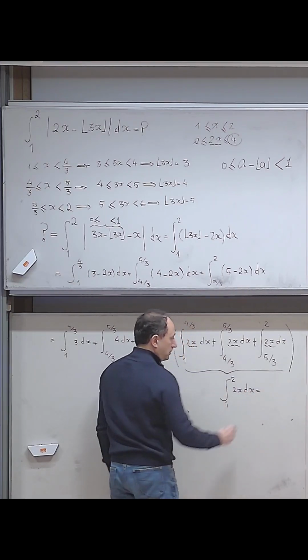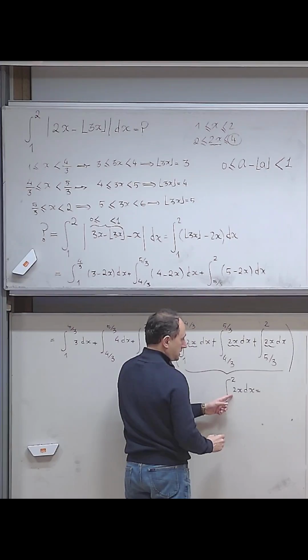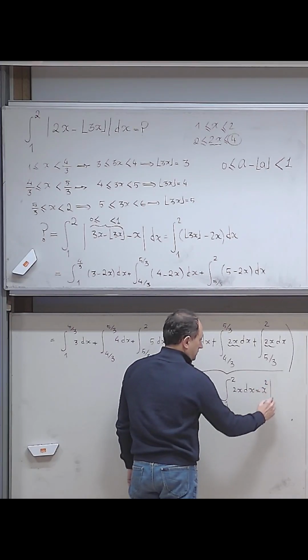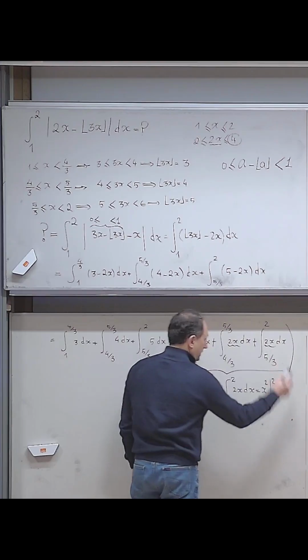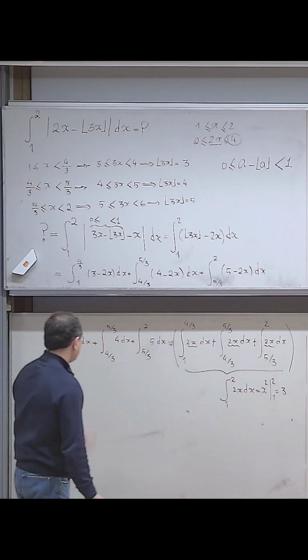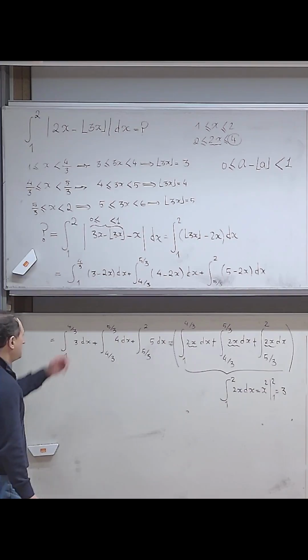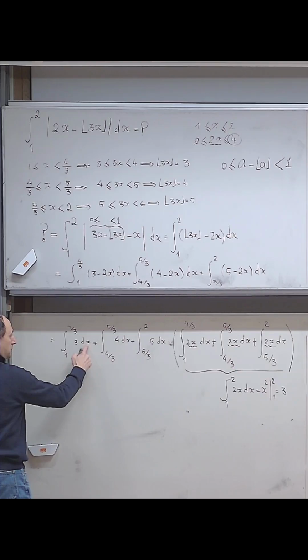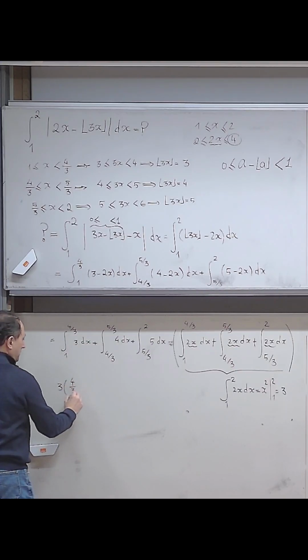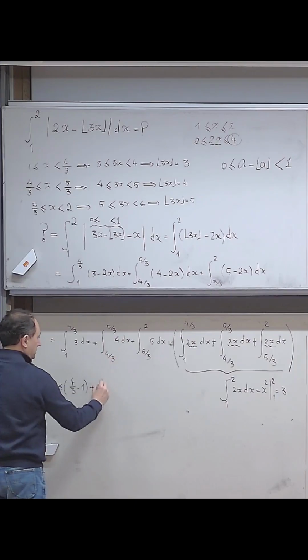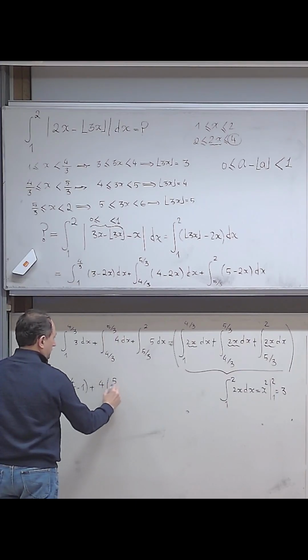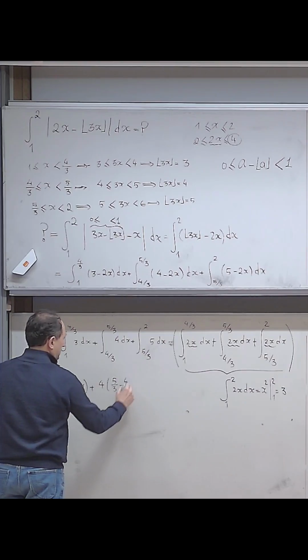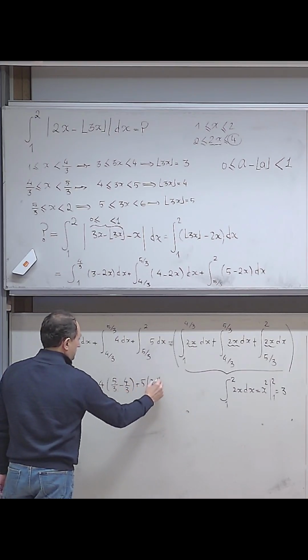This is very simple. The primitive function is x squared. It goes from 1 to 2, so it becomes 4 minus 1, which is 3. Then I have to calculate the other part, which is also simple. The primitive function is just x. So 3 times (4 over 3 minus 1), plus 4 times (5 over 3 minus 4 over 3), and then again 5 times (2 minus 5 over 3).